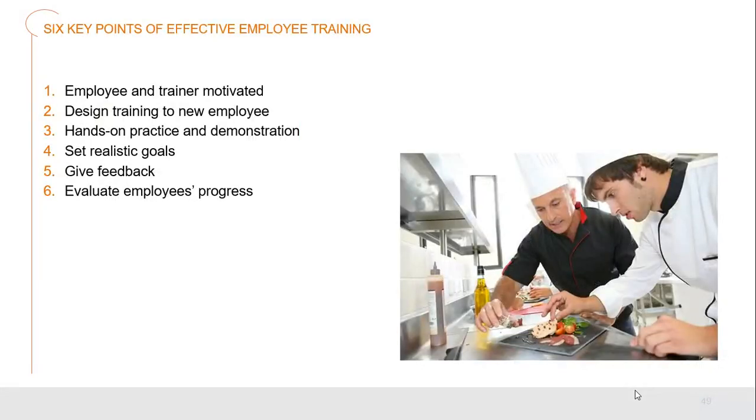We have 6 key points of effective employee training. Number 1, the employee and the trainer should be motivated. We should be designing training for that new employee. We should have hands-on practice and demonstration to help that employee visualize and then get used to the specific role that they have. We should always set realistic goals and give feedback immediately so that person can understand if they need to alter what they're doing, and then evaluate the employee's progress as they work their way through the training program.